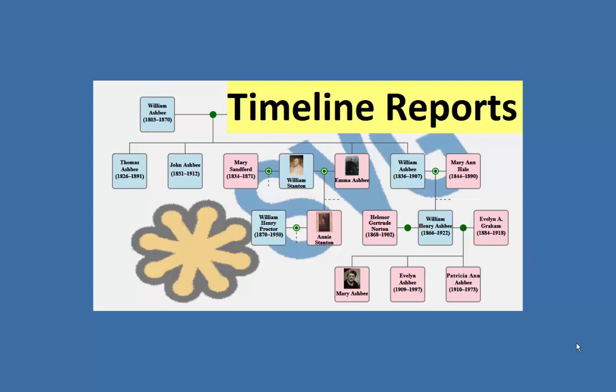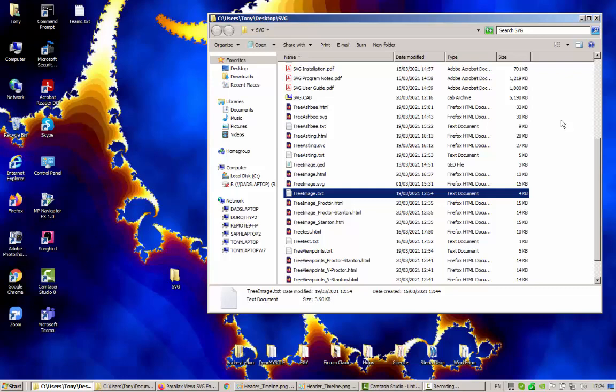In this video we're going to look at timeline reports. In the context of SVG family tree generator, a timeline report is a sorted list of vital events or life events. I'm going to start by loading one of our samples.